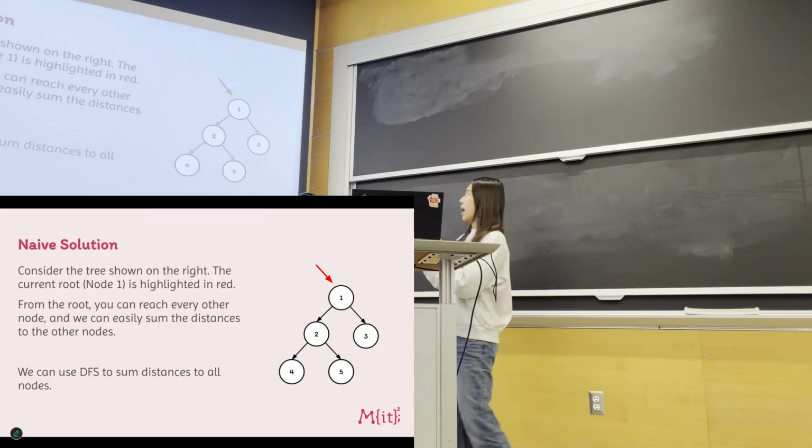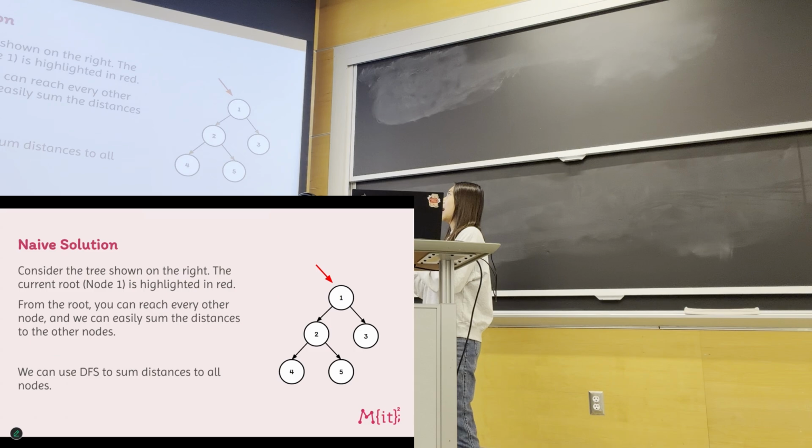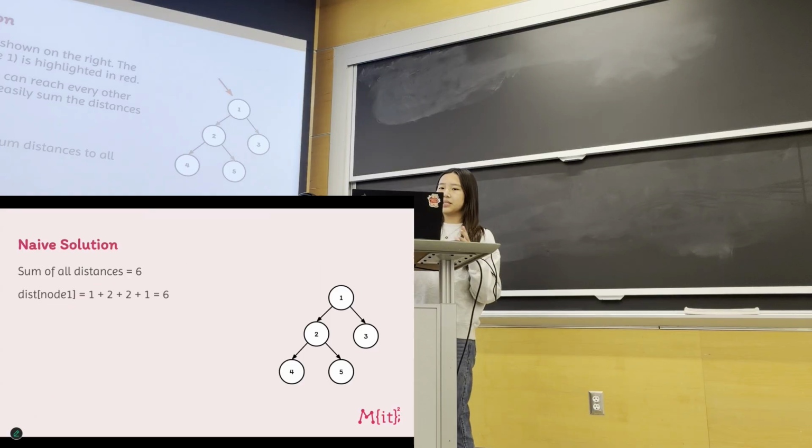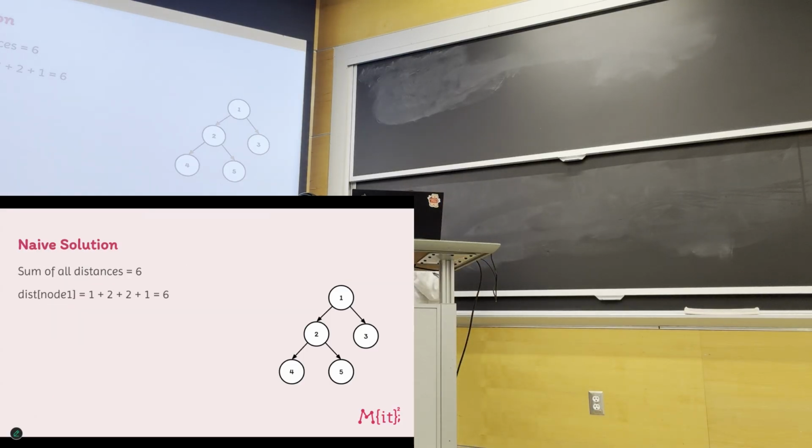In this specific tree, we have our node 1 as our root. And we can look through this and sum all the distances intuitively. So if we go from root to 3, that's a distance of 1. And if we go from root to 5, that's a distance of 2. If we go from 1 to 4, that's a distance of 2. And if we go from 1 to 2, that's a distance of 1. So we add those all together and the sum of all distances is equal to 6.